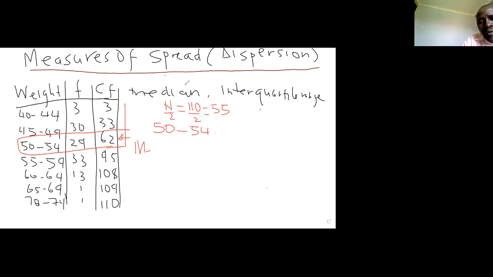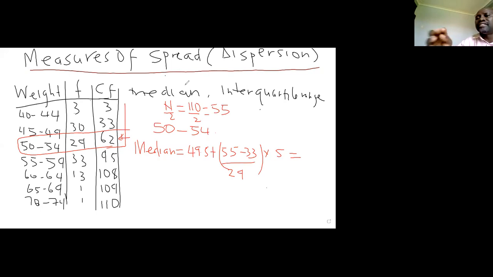So now, since you have already known the formula here, we shall be quick because our time is done. Lower value of it is 49.5, isn't it? Plus the n over 2 is already 55. The frequency before this is 33. And the frequency of this is 29. Times the class width, I told you yesterday, 50 minus 45, which is 5. And you get an answer. That will be your answer for your median. So you need to compute that.